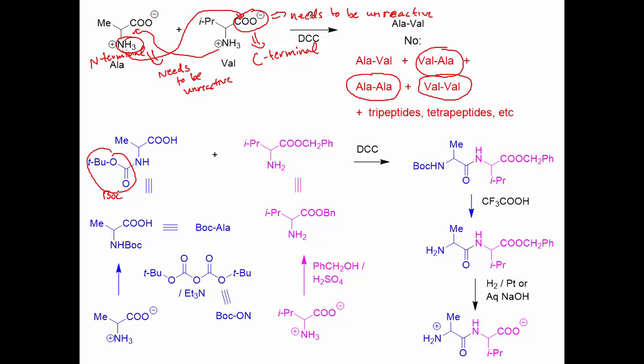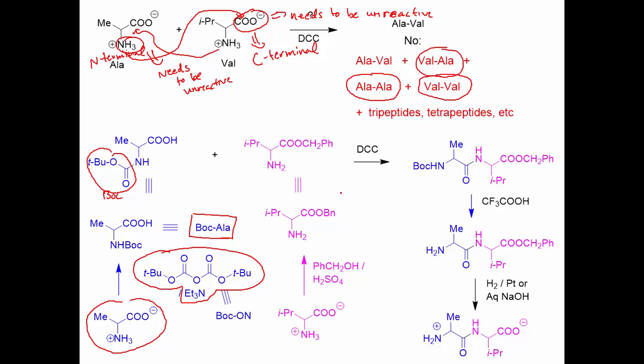Okay, this is ideal because the conditions to remove this group are very mild. All right, so what we're going to do is take the free amino acid alanine and treat it with this reagent here, which we've already seen before, in the presence of the base triethylamine. This is going to install the Boc group at the nitrogen of alanine, and we're going to end up with this compound, which we're just going to abbreviate Boc-Ala.